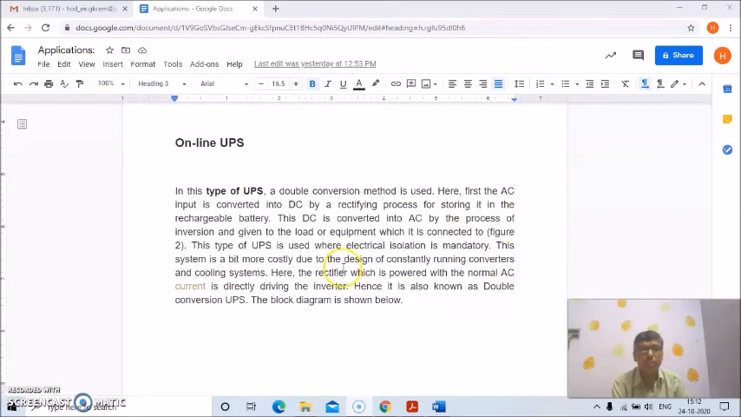Now the online UPS. In this type, the double conversion method is used. First, the AC input is converted into DC by the rectifying process for storing it in the rechargeable battery, and this DC is converted to AC by the process of inversion and given to the load or equipment which is connected to it. This is shown in figure 2, and this type of UPS is used where electrical isolation is mandatory. This system is a bit more costly due to the design of constantly running converters and cooling systems. The rectifier, which is powered with the normal AC current, is directly driving the inverter, hence it is also known as a double conversion UPS.